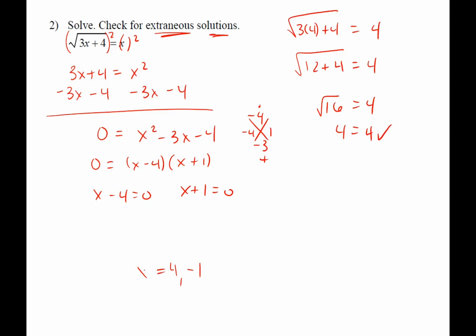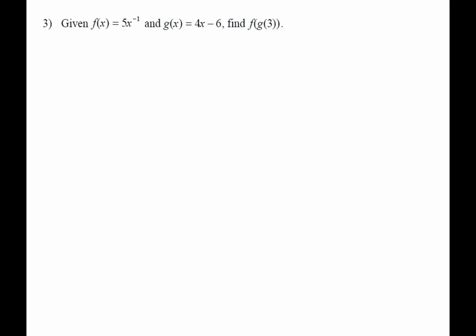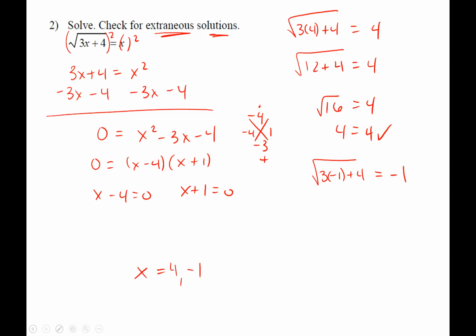Then I try the negative 1. So I have square root of 3 times negative 1 plus 4 equals negative 1. Right there, you should already know there's an issue. A square root can't equal a negative, but we'll just, whoopsie, continue anyways. So if I continue on, I get square root negative 3 plus 4 equals negative 1. That gives me square root of 1 is negative 1. Square root of 1 is 1, but that does not equal a negative 1. So the only actual answer, this one we would cross out, and the only thing you would see on your final is x equals 4.